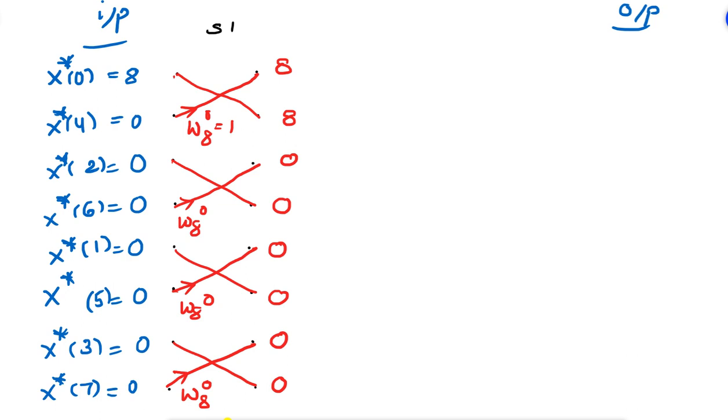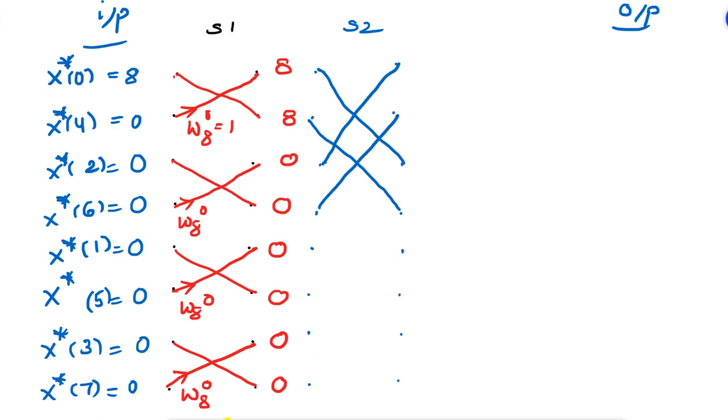Now stage 2. According to step 5, in stage 2 the input and output are separated by two samples, so the graph is drawn like this.